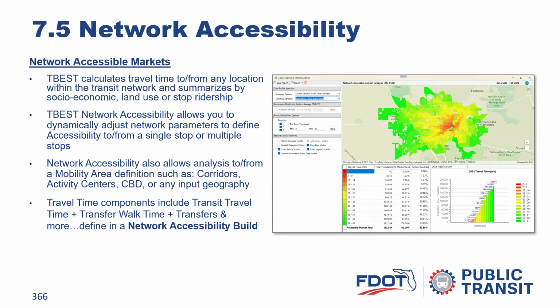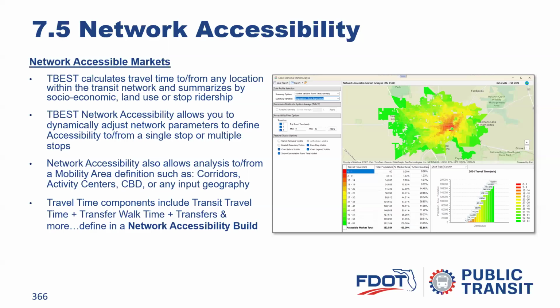Basically, T-Best calculates travel time to and from any location within the transit network and summarizes by socioeconomic and land use or stop ridership. So looking out through the transit network and summarizing information and markets that are accessible within a certain amount of in-vehicle plus composite travel time. Our market analysis tool allows you to dynamically adjust the network parameters to define accessibility to and from a single stop or multiple stops.